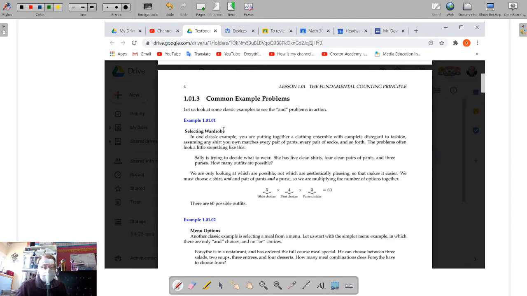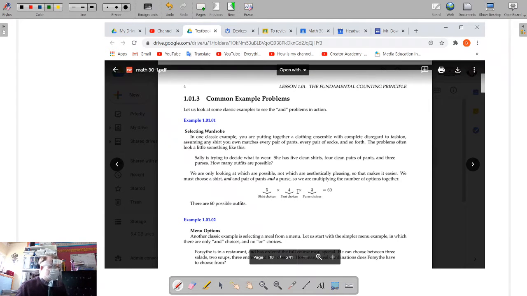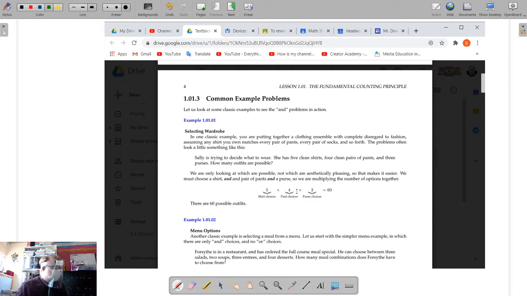Okay, so this one, you're just diagramming it. I heard people suggest yesterday that it's a tree diagram, and that's probably the best way to do it.